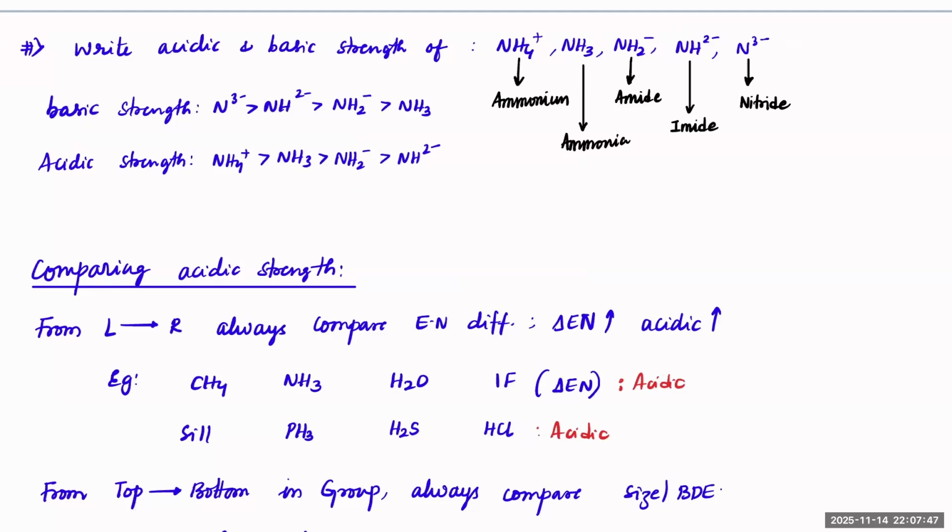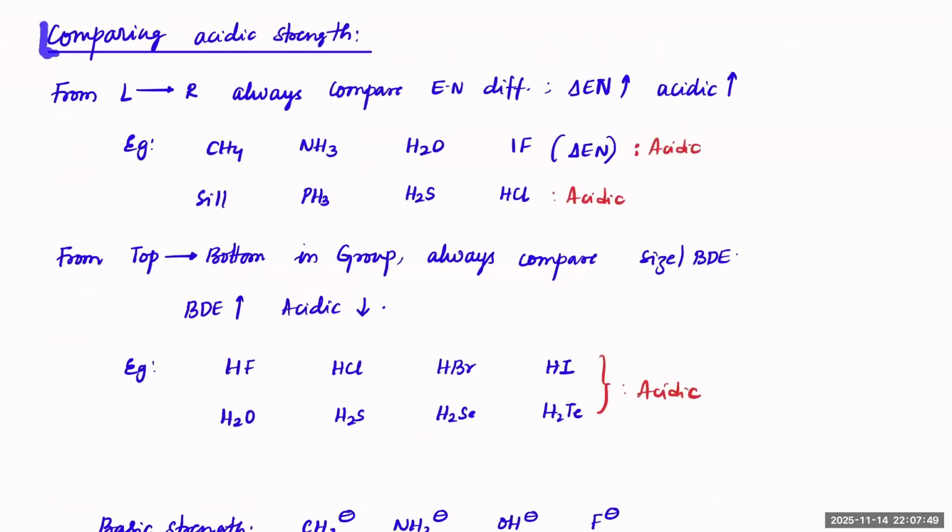Next. If you are comparing the acid base strength from left to right in the periodic table and down the periodic table, let's see what you need to realize. So first, if you are going left to right in the periodic table, check it out. Always compare electronegative difference first. Okay. So if the electronegative difference increases, acidic strength will increase.